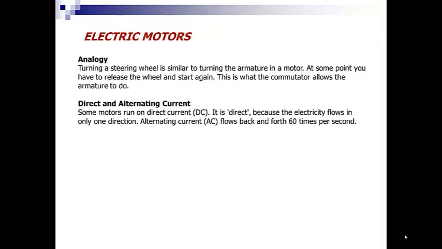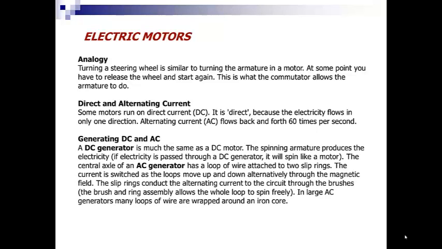Direct and alternating current. Some motors run on direct current or DC. This is direct because the electricity flows in only one direction. Alternating current or AC flows back and forth about 60 times a second.